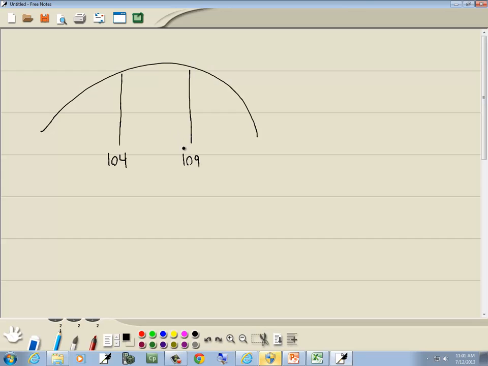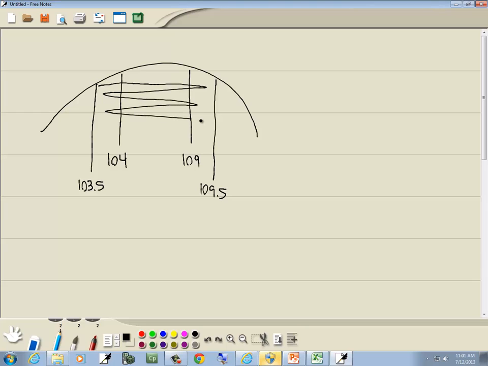Now we have to do our 0.5 correction to make sure that those are included. So over here I'm going to subtract 0.5. That'll be 103.5. And over here I'll add 0.5. That'll give us 109.5. And then we shade what's in between them. The basic guideline is if your wording includes these numbers, then your shading has to include them after you do the 0.5 correction. If I had added 0.5 to this 104, then the shading would not have included it. Okay, so we're going to go from this value to this value.